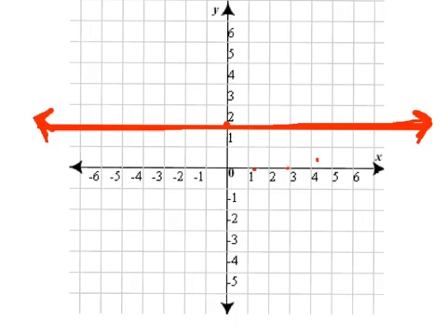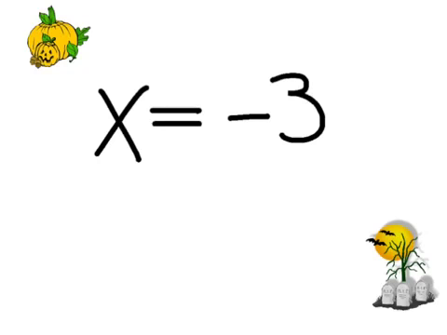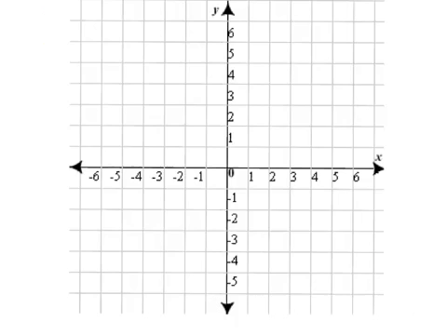Okay? For example 2, we have x is equal to negative 3. Plotting all the points where x is equal to negative 3. We put our point on the x-axis at negative 3. We draw a vertical line. These are all the points. X is equal to negative 3.